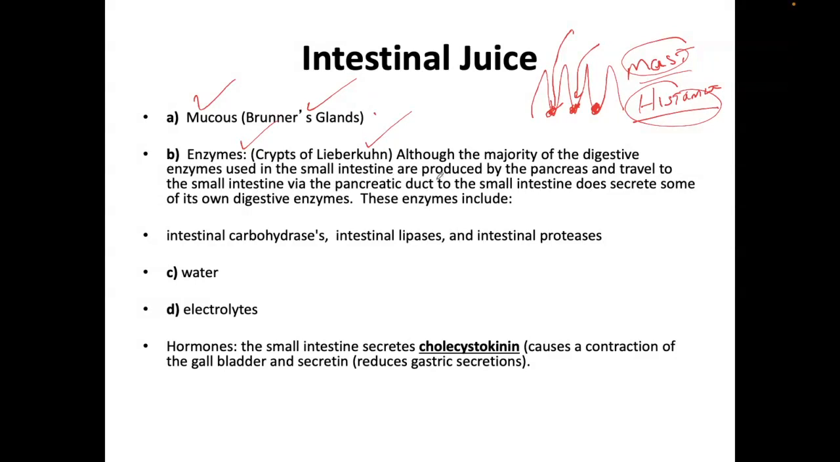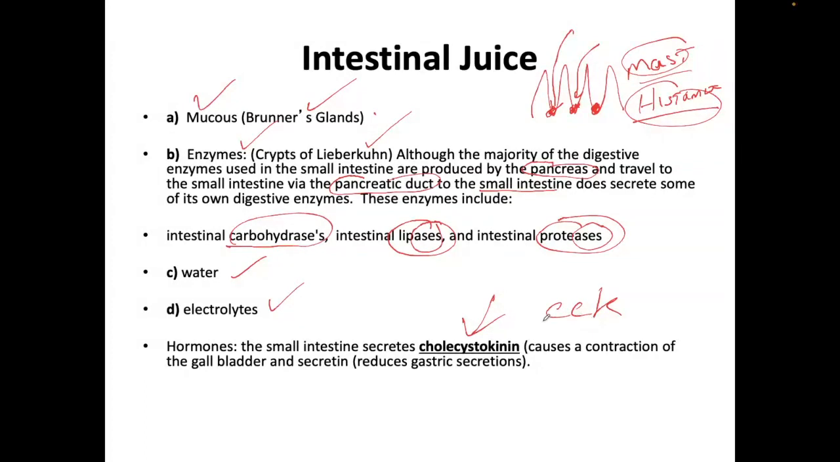The majority of the digestive enzymes in the small intestine are produced by the pancreas, and they travel to the small intestine by the pancreatic duct. But the intestines also produce carbohydrases, lipases, and proteases. So the pancreas produces them, and so does the intestines. They're just called intestinal carbohydrase, intestinal lipase, intestinal protease. Remember, anything that ends in -ase is an enzyme. So protease breaks down proteins, lipases break down lipids, which are fats. Carbohydrases break down carbohydrates. In intestinal juice, there's water, there's electrolytes, and there's even a hormone called cholecystokinin or CCK.